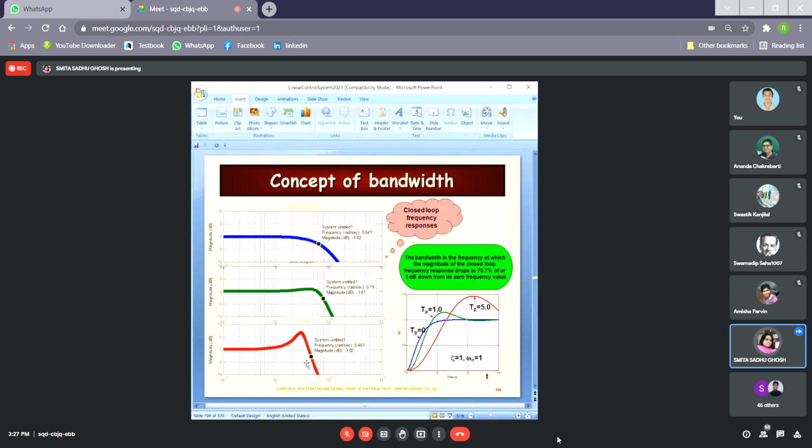So now coming back to where we started from: the frequency at which the magnitude drops to minus 3 decibels, which corresponds to 70.7% of the zero frequency value, gives you the bandwidth.